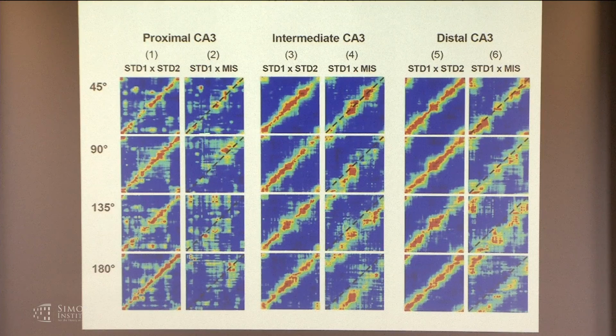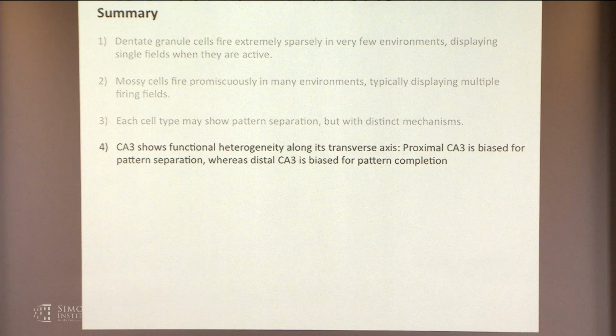And actually, this is exactly what our dentate gyrus recordings look like. So the proximal CA3 appears to be doing something similar to what the dentate gyrus is doing, and very different from what intermediate and distal CA3 are doing. We published this paper in the same issue of Neuron with the Moser lab, who had very similar results in a different paradigm. So there seems to be functional heterogeneity along the axis of CA3. Proximal CA3 is biased for pattern separation. Distal CA3 seems to be biased for pattern completion.